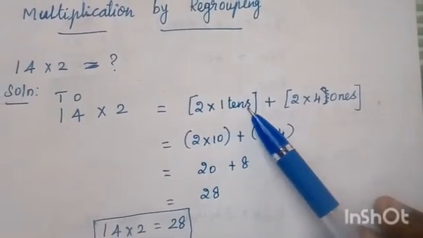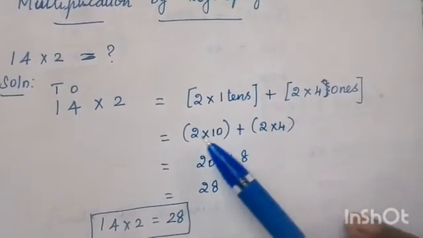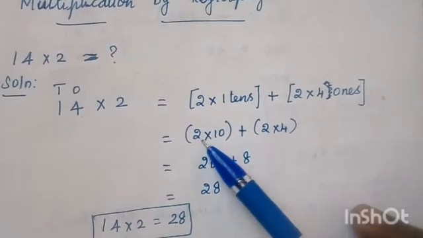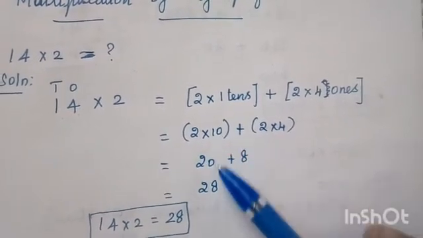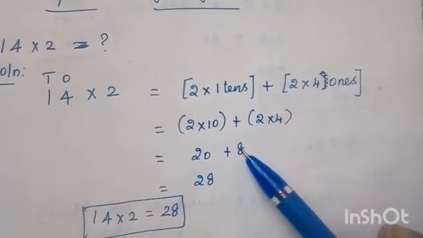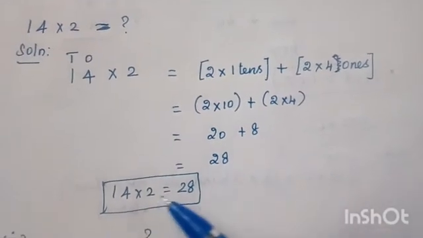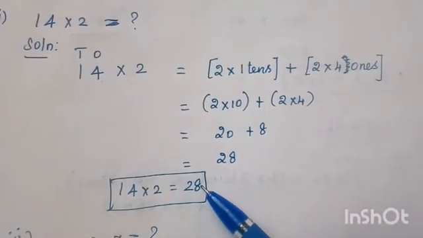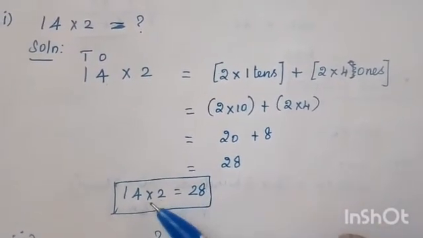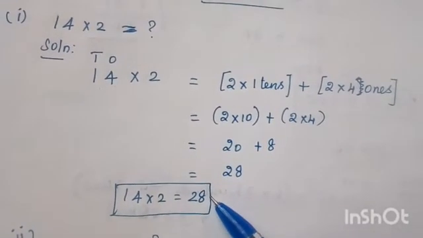So 2 into 1 ten, 2 into 10, and 2 into 4. 2 tens are 20, the 10th table, 2 into 10, 20. 2 fours are 8. Now we have to add these two, 20 plus 8, 28. So 14 twos are 28. 14 multiplied by 2 is equal to 28.